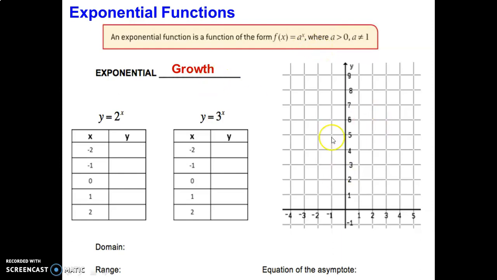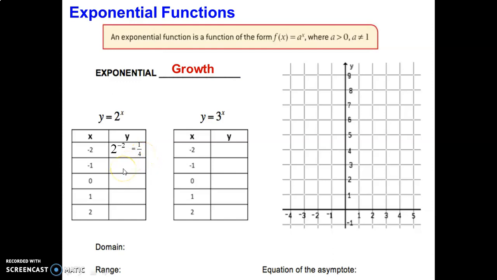So let's begin with exponential growth. Both of these functions here are exponential. We can see we have a base value that's greater than 0 and the exponent is the variable. These two are exponential growth functions. We'll see why. First of all, let's figure out what these values are. If x is -2, what is y? When you have a negative exponent, you can bring that to the bottom: 1 over 2 squared, which is 1 over 4.